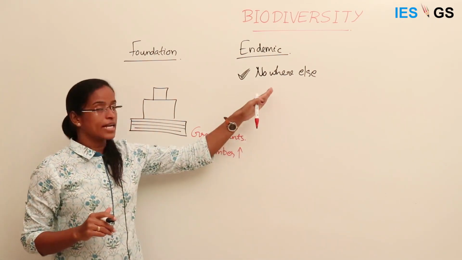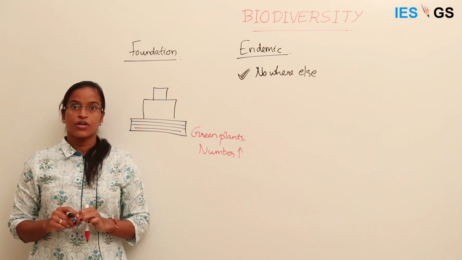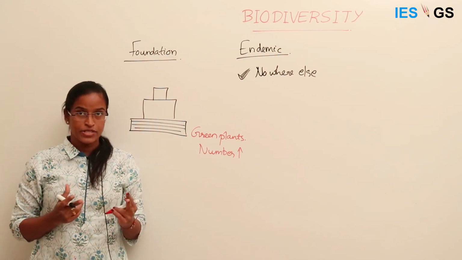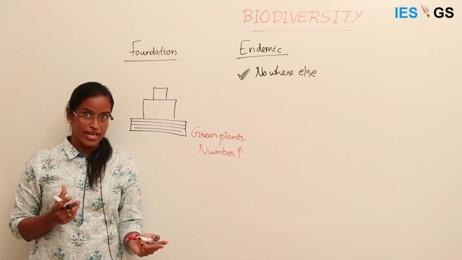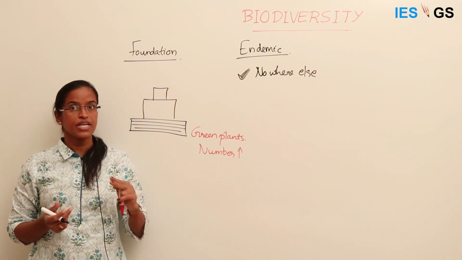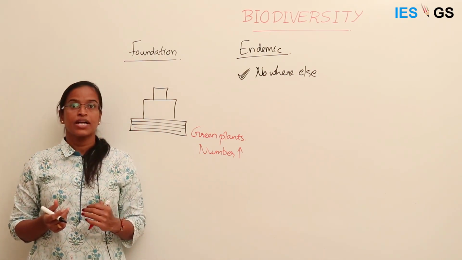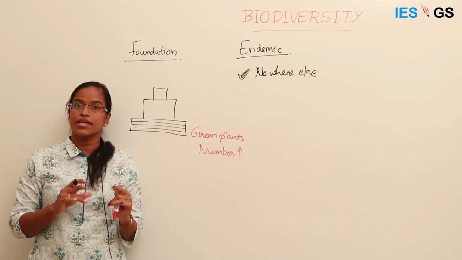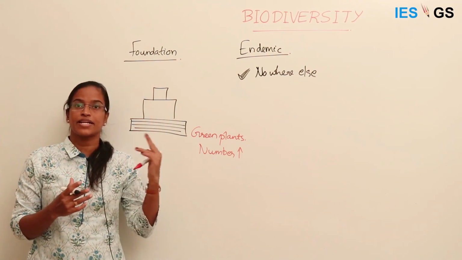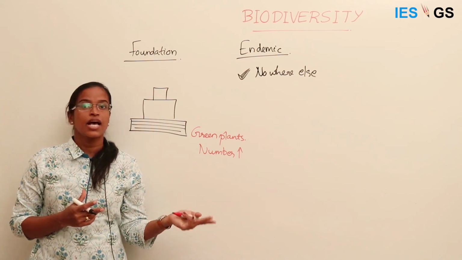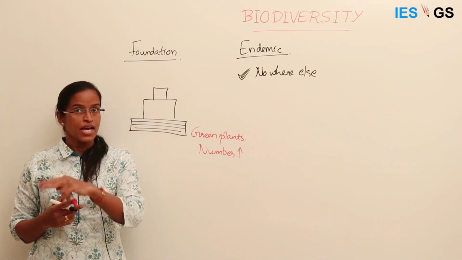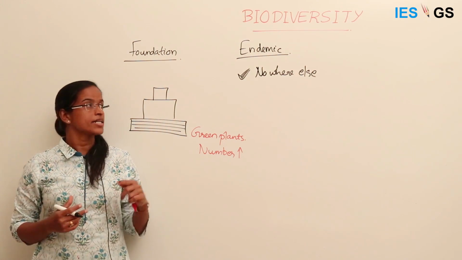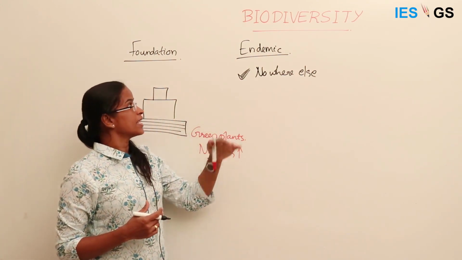We have many endemic species in India. For example, the Namdapa flying squirrel and the lion-tailed macaque, animals which can be found only in India, and in India also in particular places. The lion-tailed macaque is in the Western Ghats and the Namdapa flying squirrel is in Arunachal Pradesh. That feature is called endemicity.